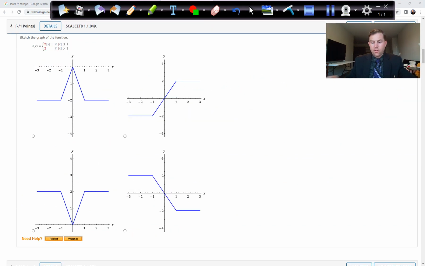Okay, let's take a look at 3. So this has the absolute value function in it. And we'll recall that the absolute value of a number, let's just try some numbers. If you have the absolute value of negative 9, it equals 9.